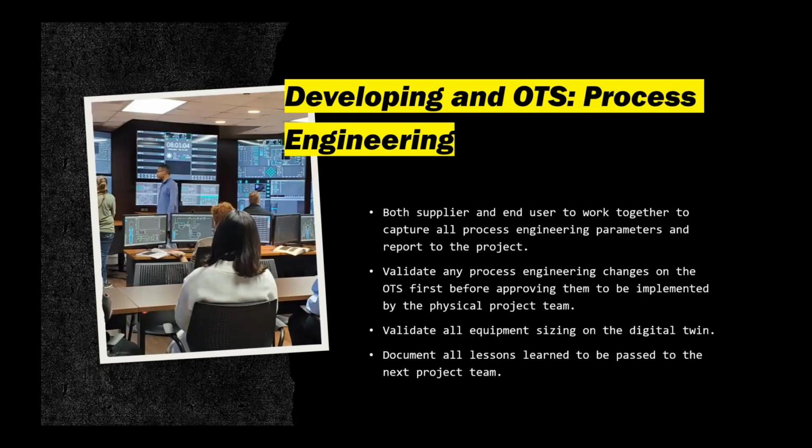Next is the process engineering. So both suppliers and end user need to work together to capture all the process, all the variables and parameters and the reports. All those data that we receive from the real plant that you feed into the OTS need to be validated, and all those data need to be approved by the physical project team. You have a project team at the site and also a project team for the digital twin. So both teams need to present and communicate, is this right, about the response of the digital twin with reference to the physical machineries, and document lessons learned to be passed on to the next project team.